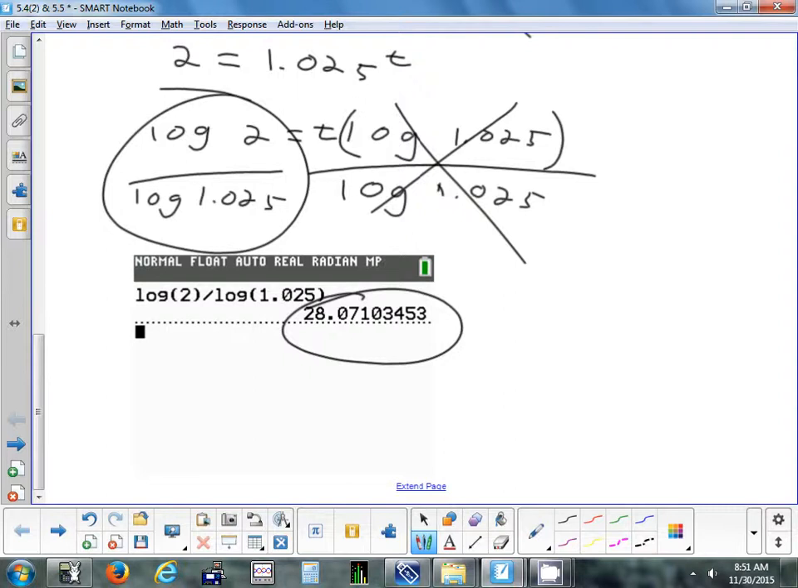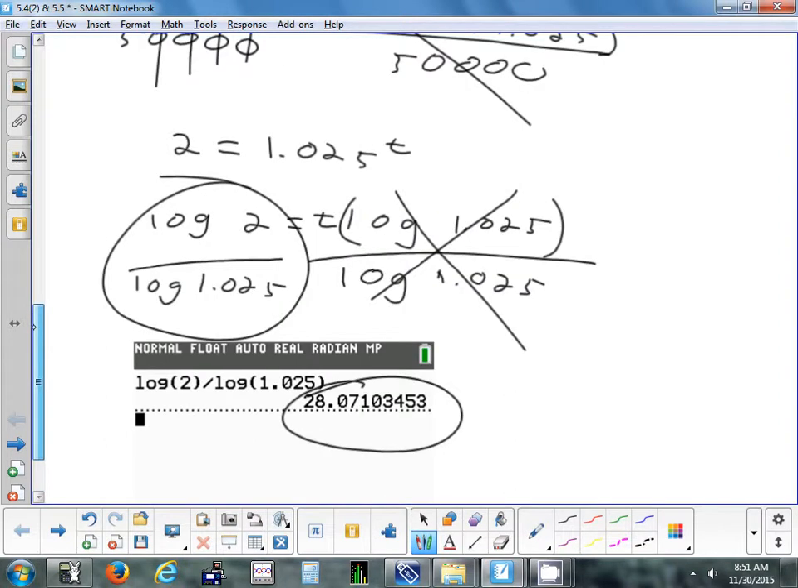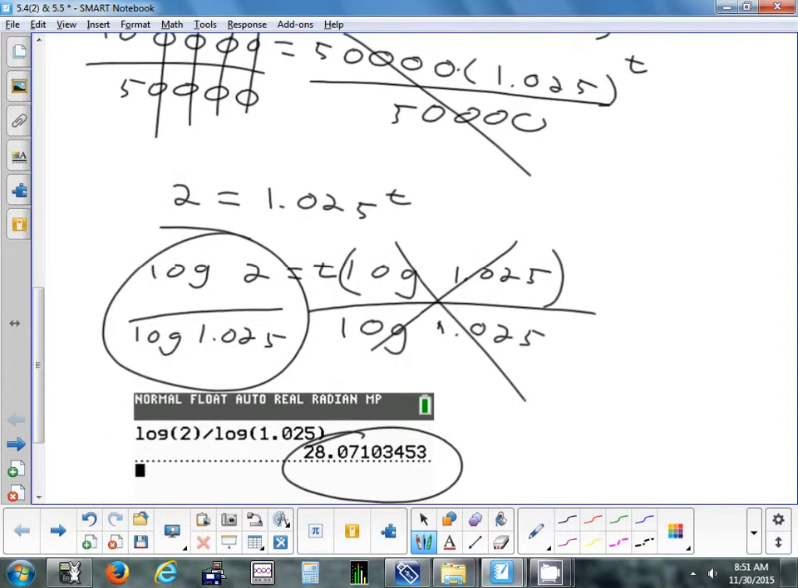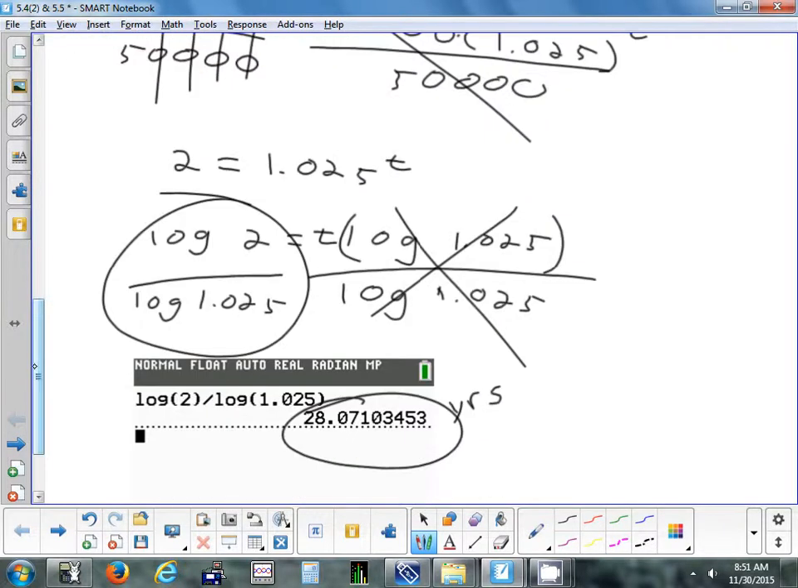Any questions on that? And again, there's even a faster way. Not that this took that long, but we can do it even faster in a minute. Okay, and we should put a label on that. That was in years. And they're not going to ask you to round to this many decimals. I'd probably round to 2, 28.07. Any questions on that?